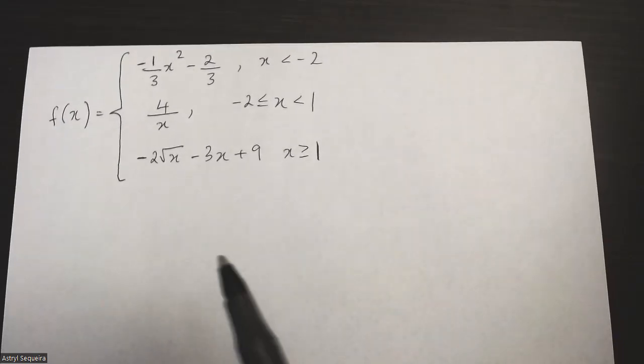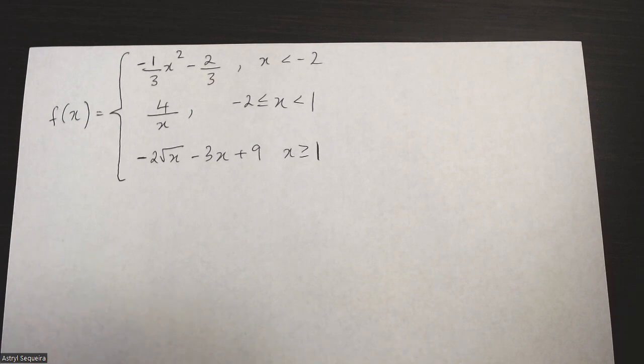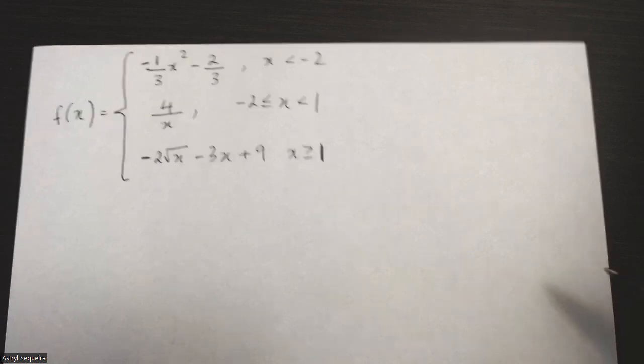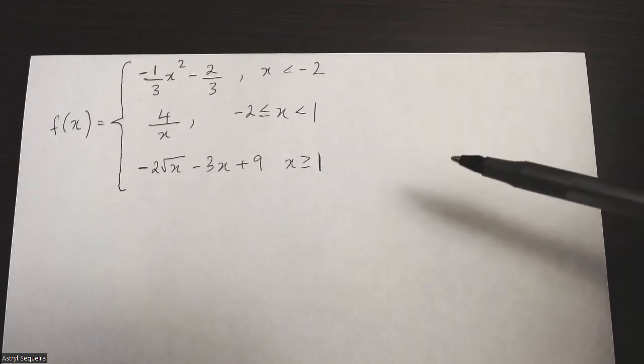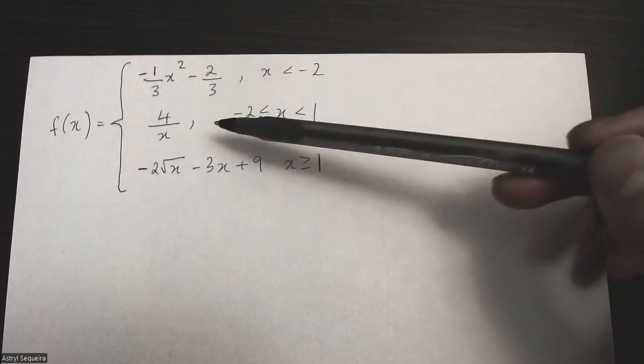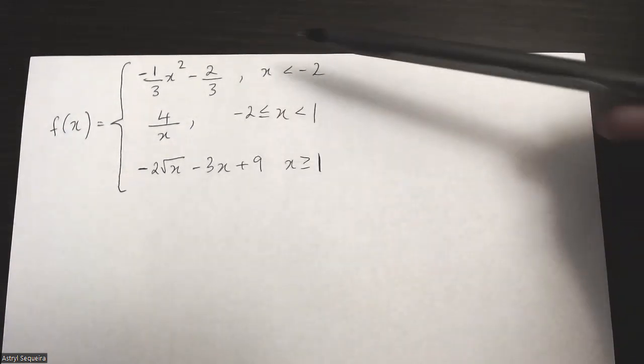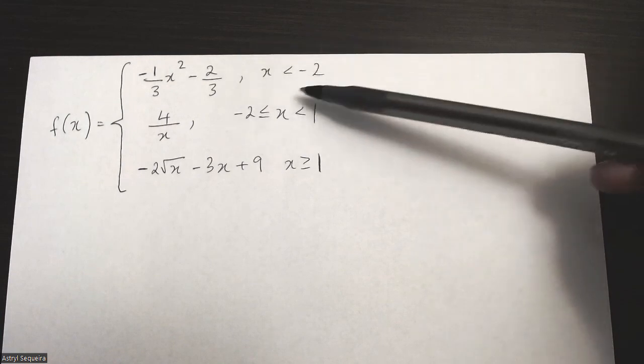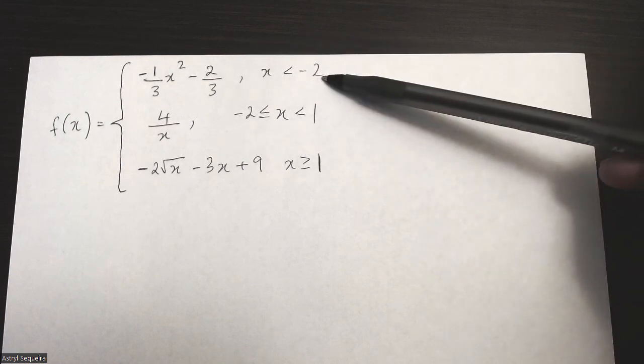All right, in this video, we have this piecewise function over here, and we want to find where this function is going to be not differentiable. In order to figure out where a piecewise function is not differentiable, we've got to first look at the individual functions. My first function is a quadratic function where the domain is less than -2.